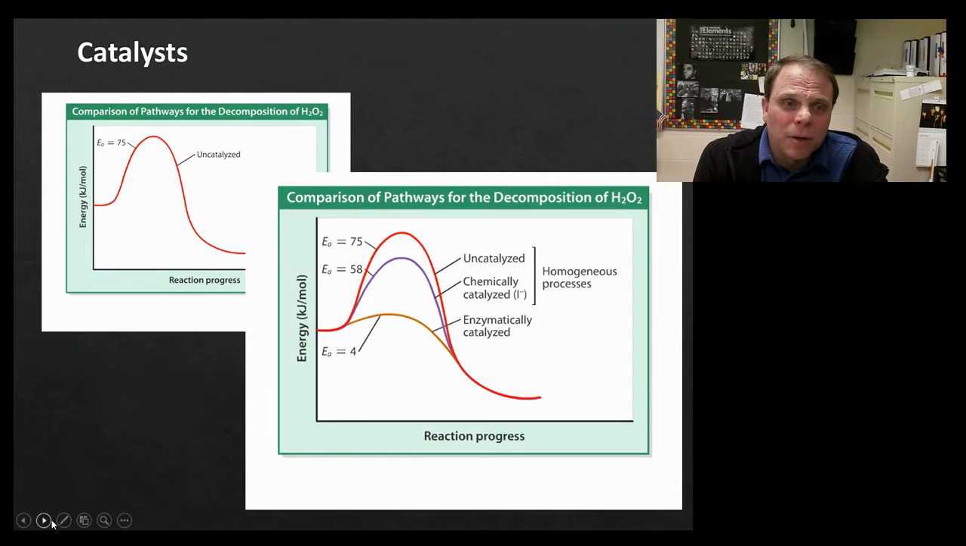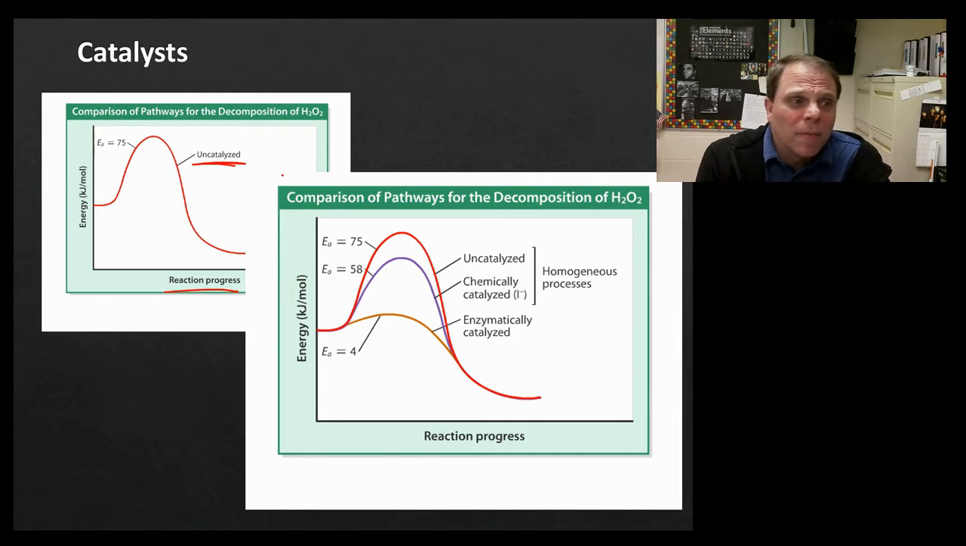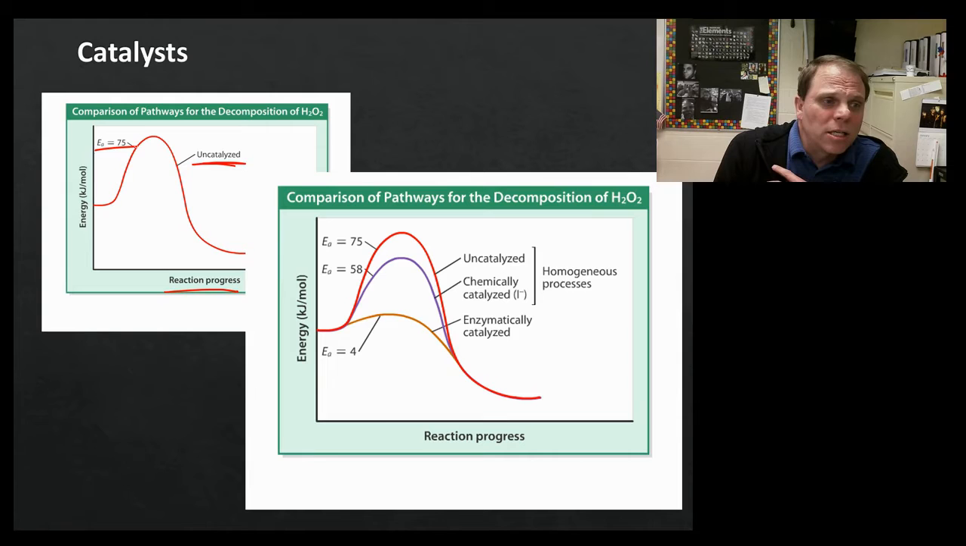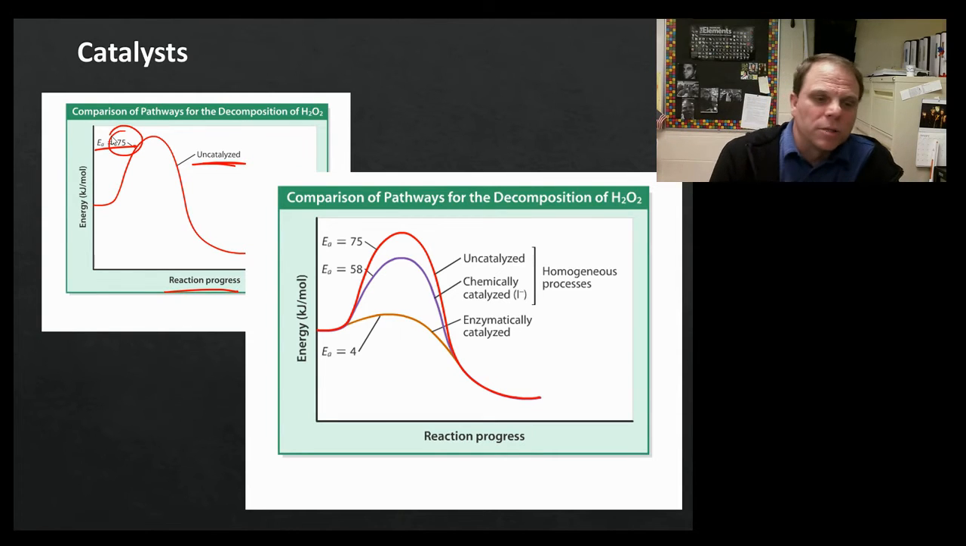Now let's look at these two graphs of catalysts or reactions. Here's a reaction that's taking place, and so it's going up and then coming down. This reaction is uncatalyzed. In other words, there's no catalyst there. And so it's got to get to a certain energy of activation. In this case, it's the energy of activation of 75 kilojoules per mole.